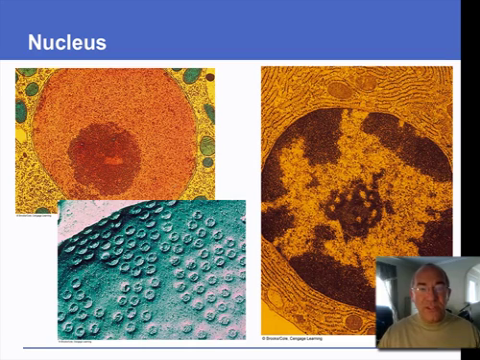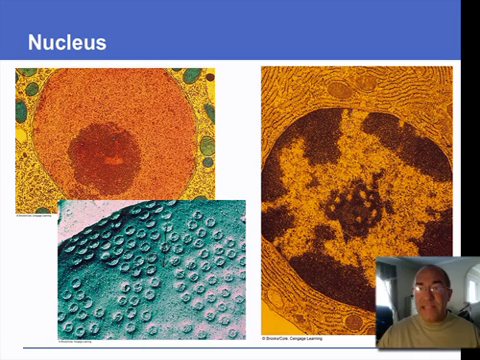If we zoom in to the nuclear membrane, it looks like this. This is a scanning EM of a nuclear membrane, and each of these is a pore. Each of these is a little hole in the nuclear membrane through which messenger RNA and proteins and anything else that needs to go in and out of the membrane pass.